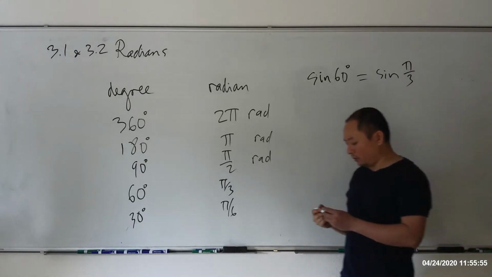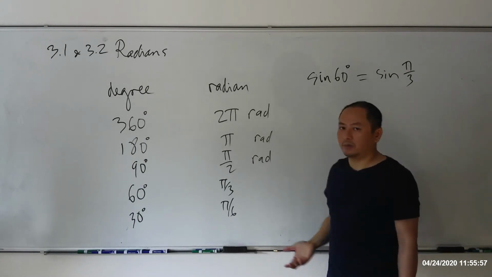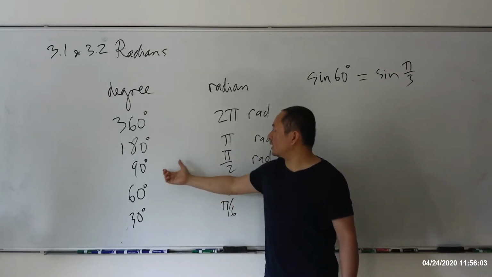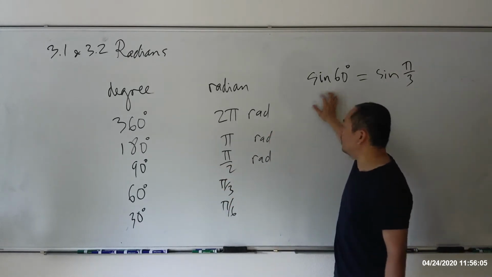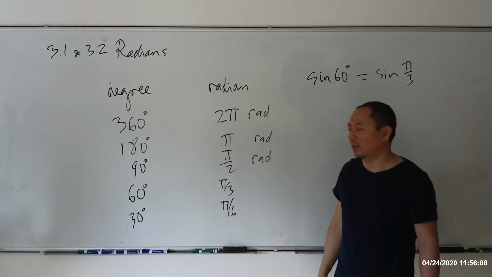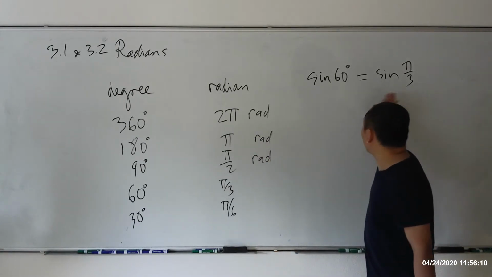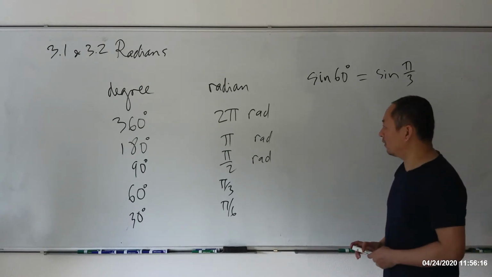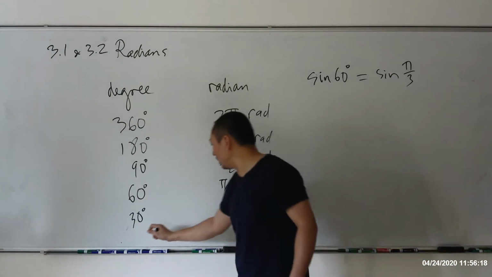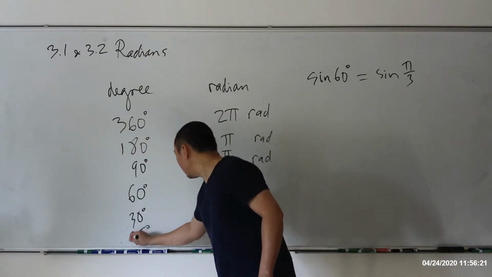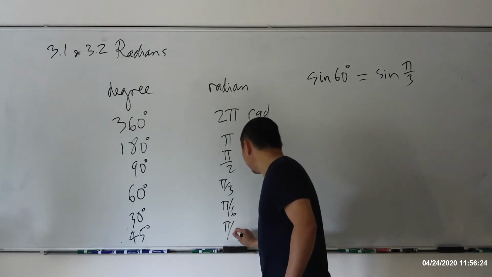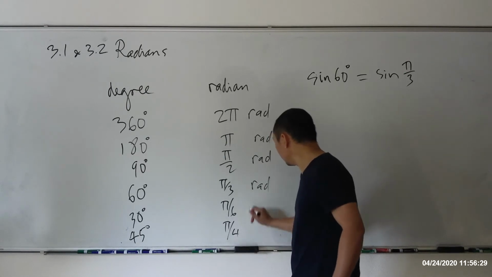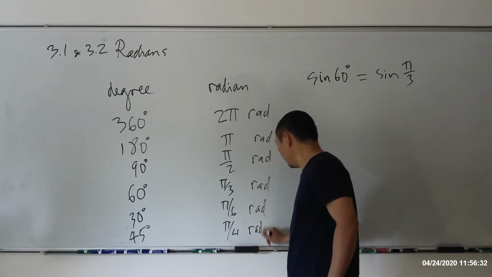Be careful when you look at your calculator, because you have to check to see if your calculator is preset as degree or radian. If you plug in degrees but the calculator is set as radian, then you won't get the right answer. So make sure that you have the right setting for your calculator before you plug in an angle for your trig functions. Or you have another one, 45 degrees is pi over 4. Of course, this is radian. Those are the basic angles.